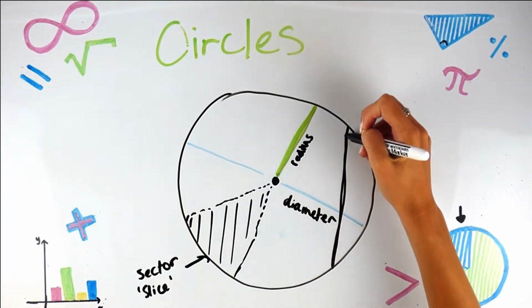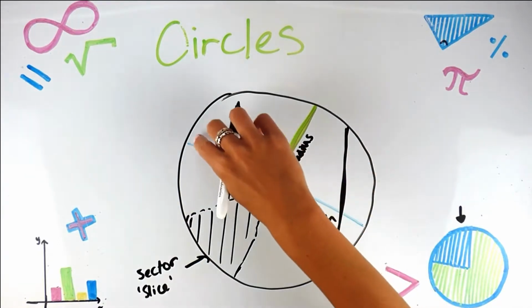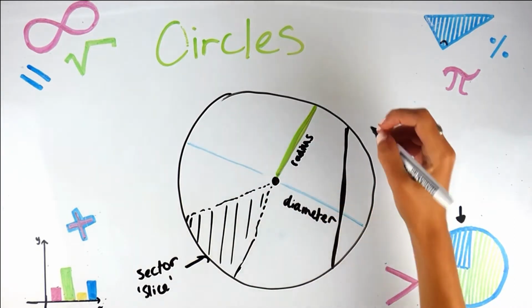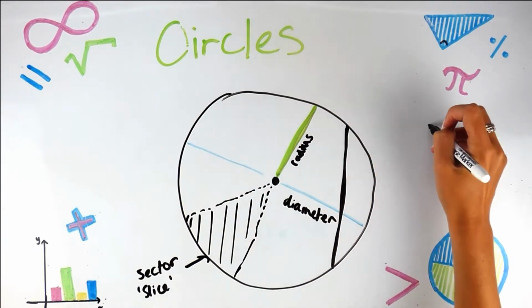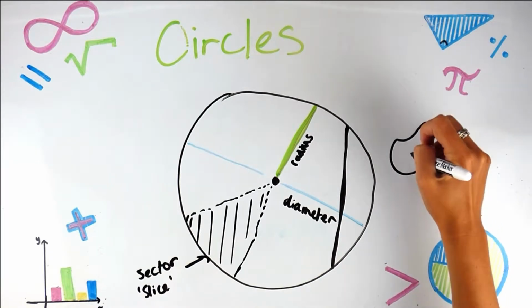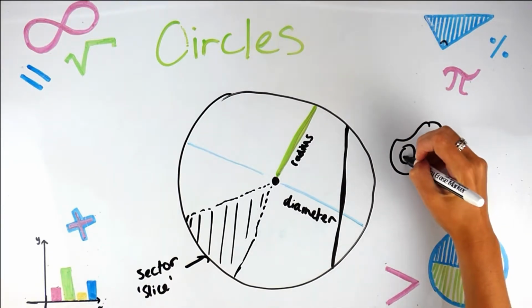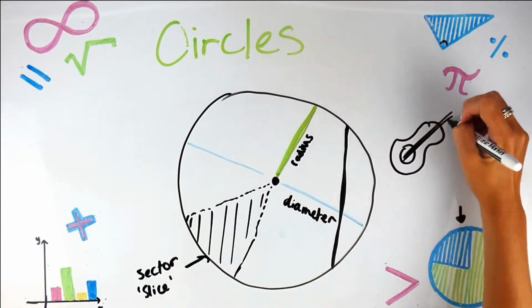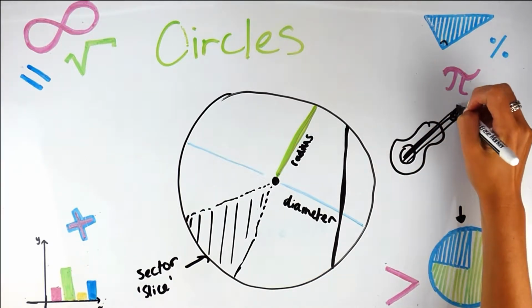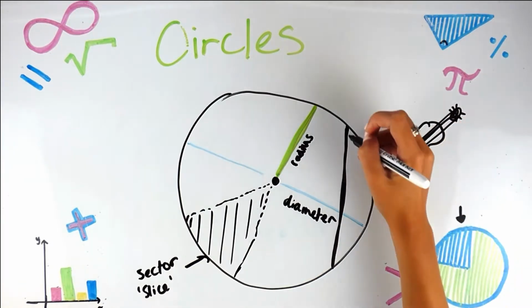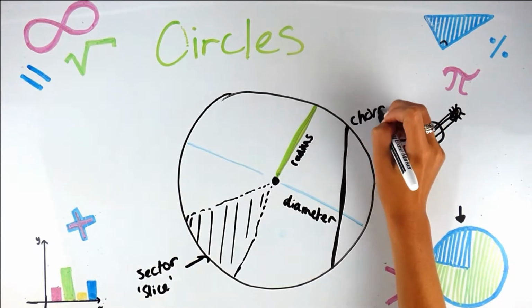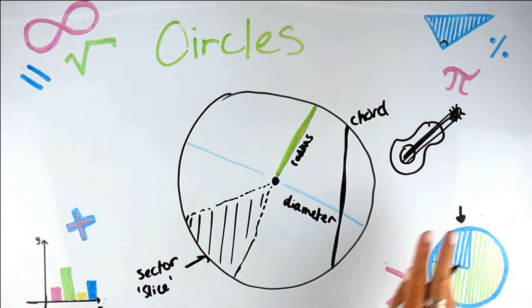So what about this line here? A line from both sides, but this one doesn't go through the centre. So this one does go through the centre, it's a diameter, this one doesn't. And this looks like, this, if you cannot tell, is a guitar. And it kind of looks like a chord. It looks like something to do with music. I don't know if that helps, but it might do.